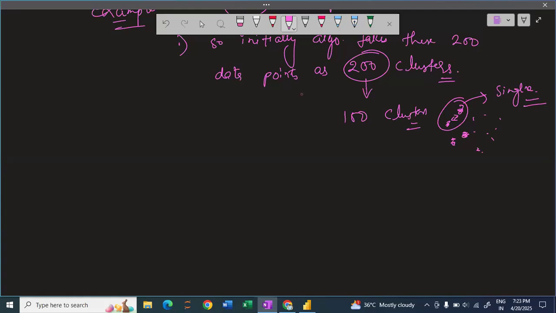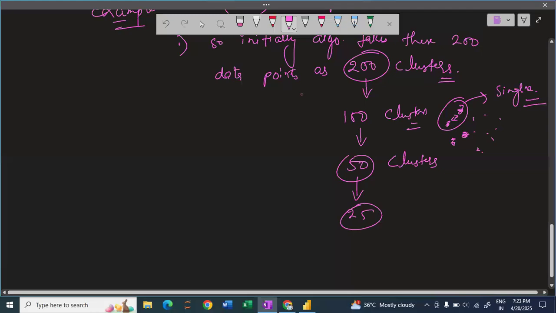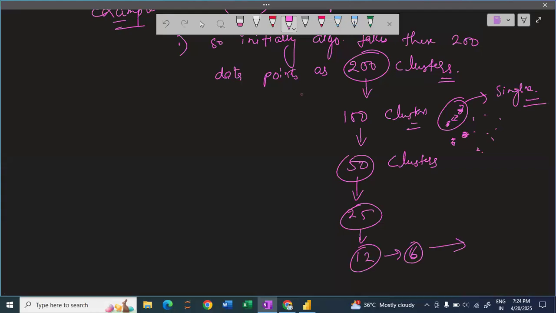Yes, that I can understand. Yes, 100. And then again, these 100 clusters will come together and make 50 clusters. Then again, these 50, then 25. Okay, and then somewhere these will be 12 clusters, then 6 clusters, and it will continue until it makes a parent cluster. Parent cluster means a single cluster which covers all the clusters. Okay, so this is your parent cluster.